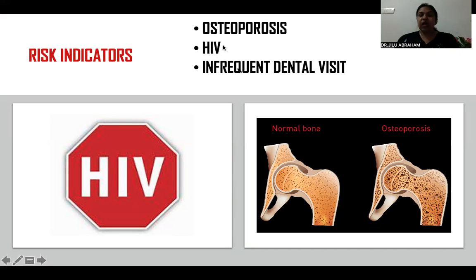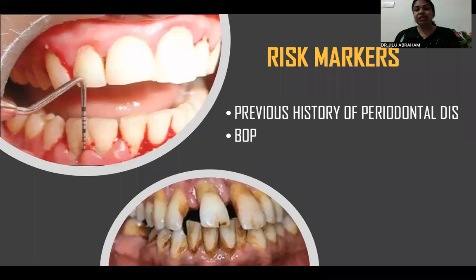Then HIV, as we all know, is an immunosuppressive condition. In that condition, there is an increased susceptibility to disease. So if a patient is HIV positive, there is more chance that periodontal or gingival disease gets worse, even more than the normal destruction. That is about HIV. Then infrequent dental visits. Adhering to the periodontal maintenance protocol is very beneficial for each and every patient. There is increased risk for severe periodontitis in patients who have not visited their dentist for more than 3 to 4 years.